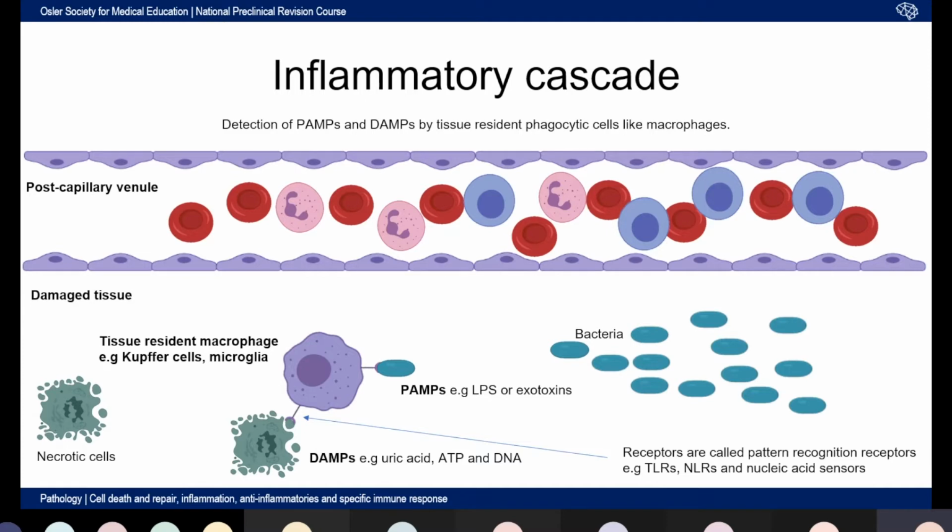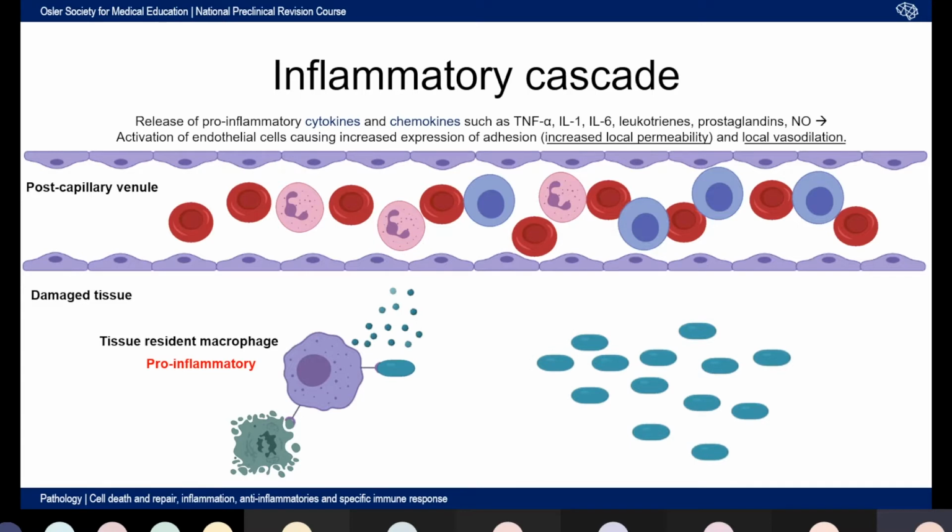And the first step of detection is always detection by tissue resident macrophages. These include Kupffer cells, which are in the liver, microglia, which are in the CNS, or just tissue resident macrophages in tissue or muscle. So they will detect it. Once they detect it, these macrophages become pro-inflammatory because they've detected some form of inflammation. When they become pro-inflammatory, it means they release things like TNF-alpha and IL-1.